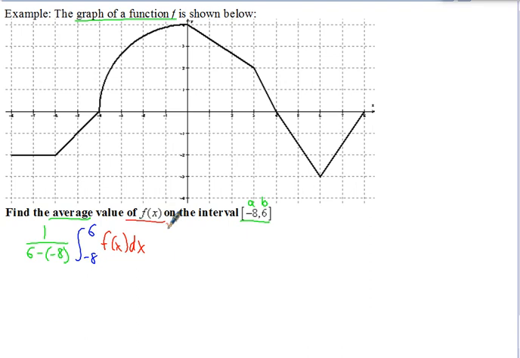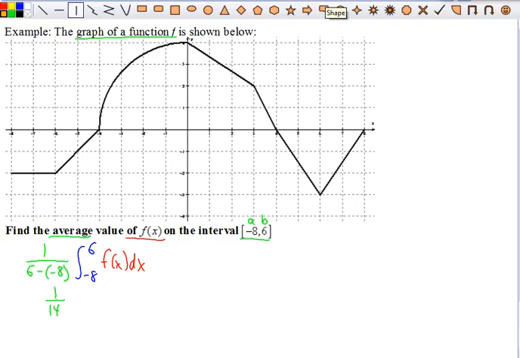So that simplifies to be 1 over 14. And this time we don't have the equation for this, so you just have to remember what the definite integral represents graphically. Well, graphically, remember, it's just the area between the curve and the x-axis. So we're going from -8, which is at the very end of our graph here, all the way to 6, which isn't quite to the end, stopping right there. And these are just made of geometric shapes, you can see, so we can just find the area of those.